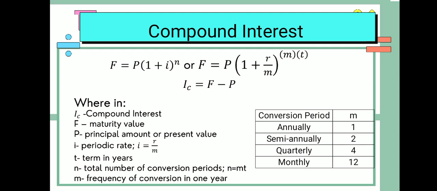Here are the frequencies of conversion. We have the annual, semi-annually, quarterly, and then the monthly. For annual, we have 1 period. Semi-annual, we have 2 periods. Quarterly, we have 4 periods. And for the monthly, we have 12.